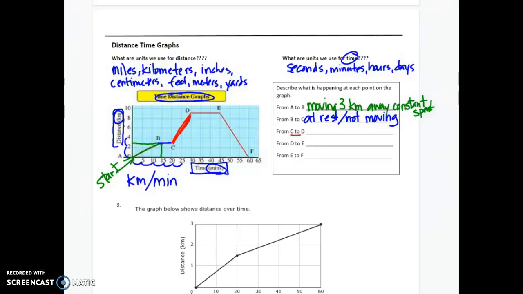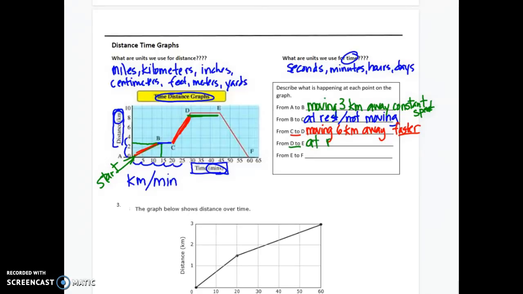Then at C, we started moving again, but look what happened. Our line is a lot more steep, which indicates that we have a greater speed. So from C to D, we moved a whole from 3 to 9, so 6 kilometers away from the start, and it took us about 10 minutes to do that. So remember, in the first section, we moved 3 kilometers in 15 minutes. In the second section, we moved 6 kilometers in 10 minutes. We went a lot farther, a lot quicker.